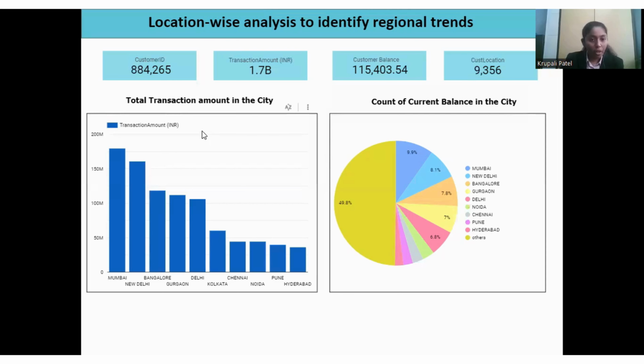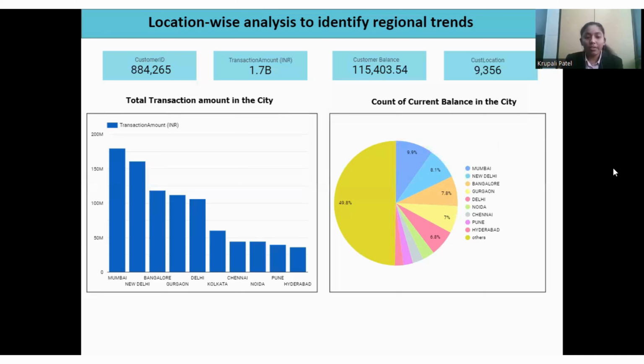Coming to the transaction amount, we can find that Mumbai has the highest contribution to the transaction amount, followed by New Delhi. So this suggests that Mumbai customers transact more frequently or in larger amounts compared to the other cities. Regarding the customer base size, Mumbai has a higher count of customer balance. So here it indicates that Mumbai might have a larger overall customer base. Second, we can see that it's New Delhi, which is 8.1%.